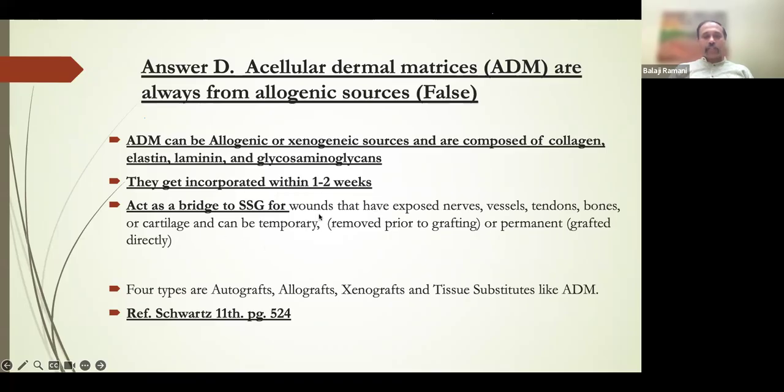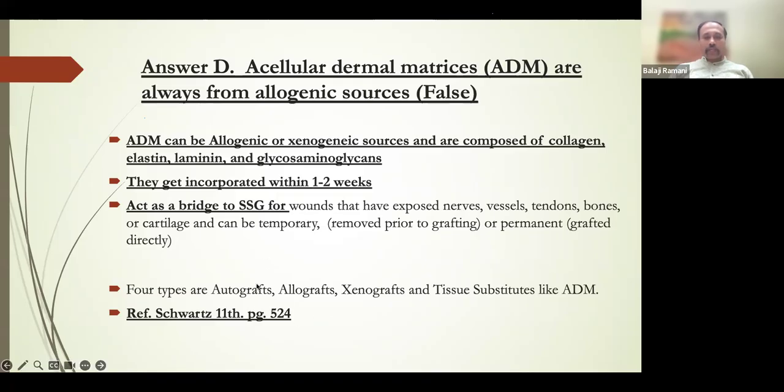They act as a bridge to a graft whenever there are exposed vessels, nerves without a perineurium, without a perichondrium, and all that is there. Then you may need to temporarily put this, and after that you may put on an SSG. That is the kind of thing which you will have.